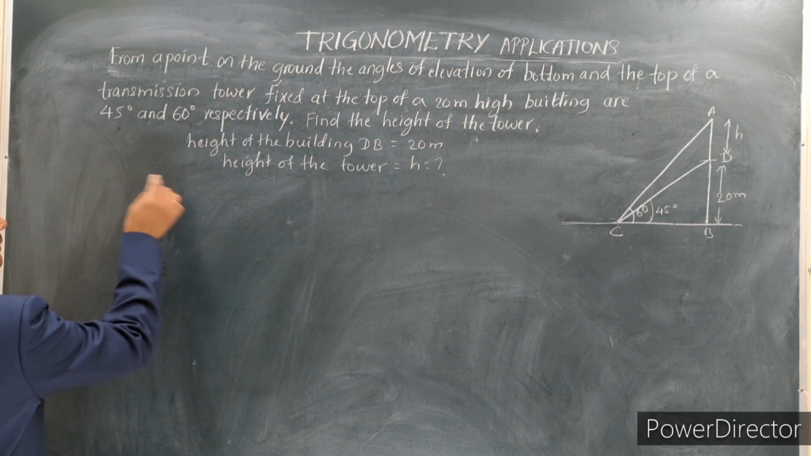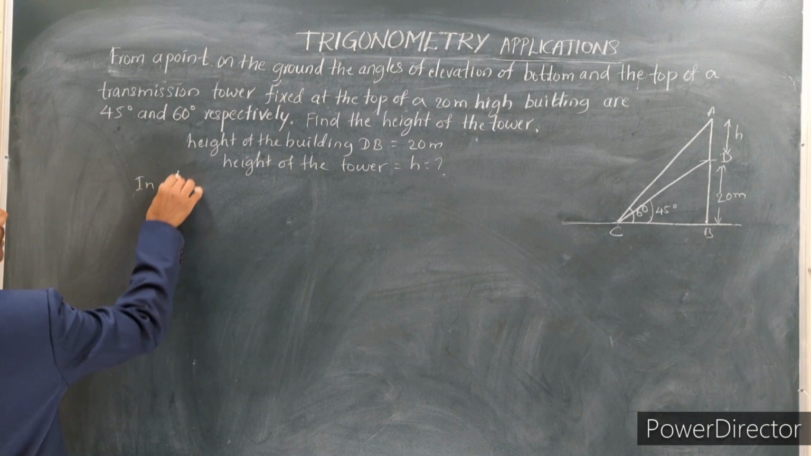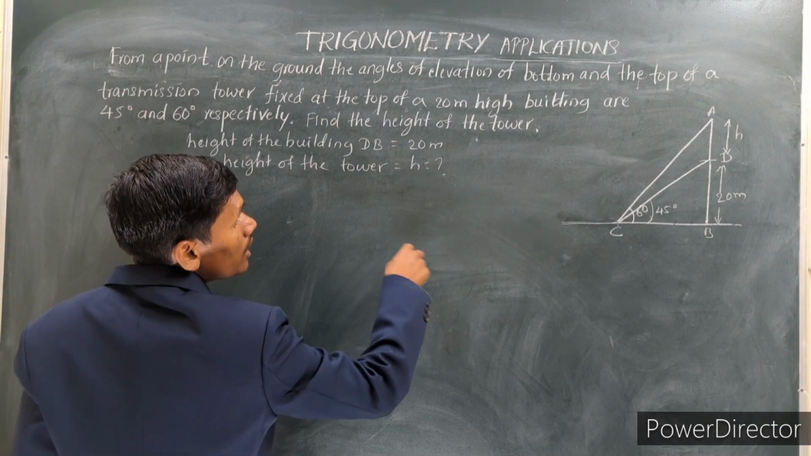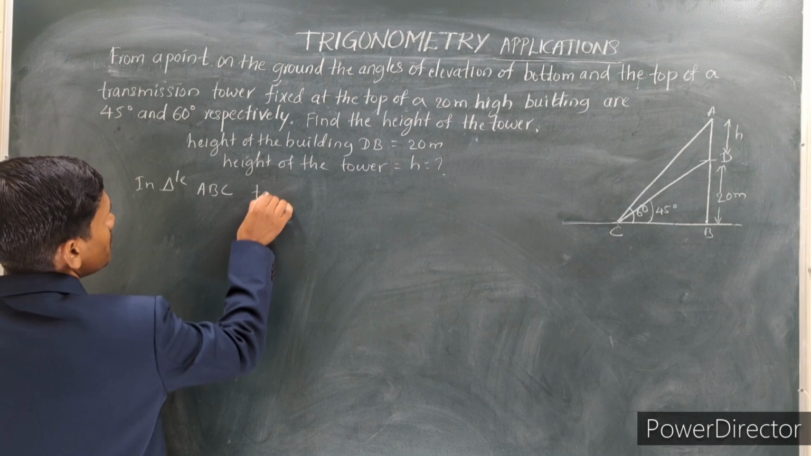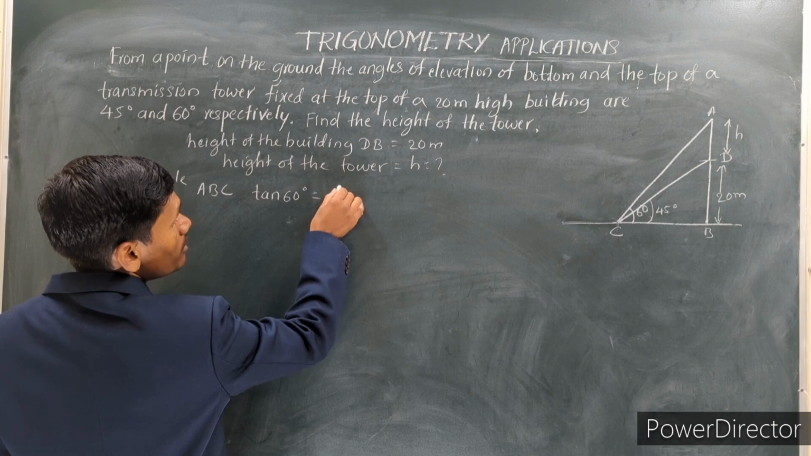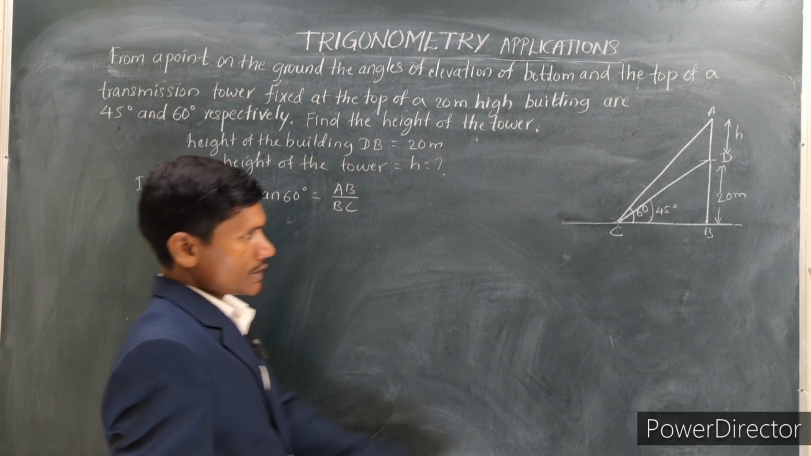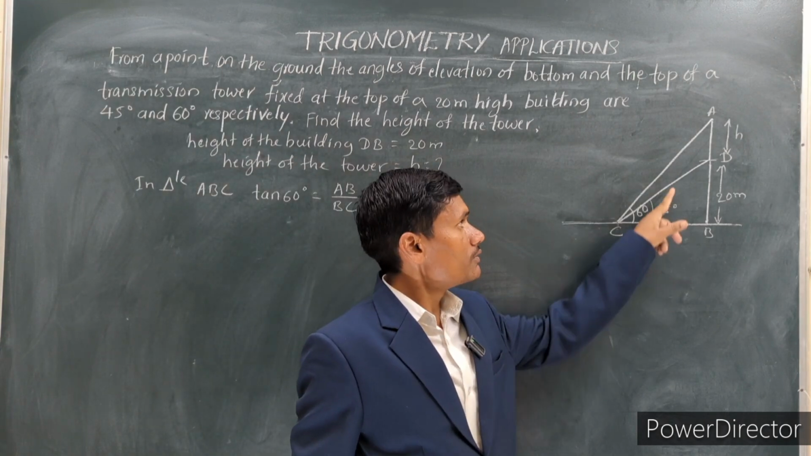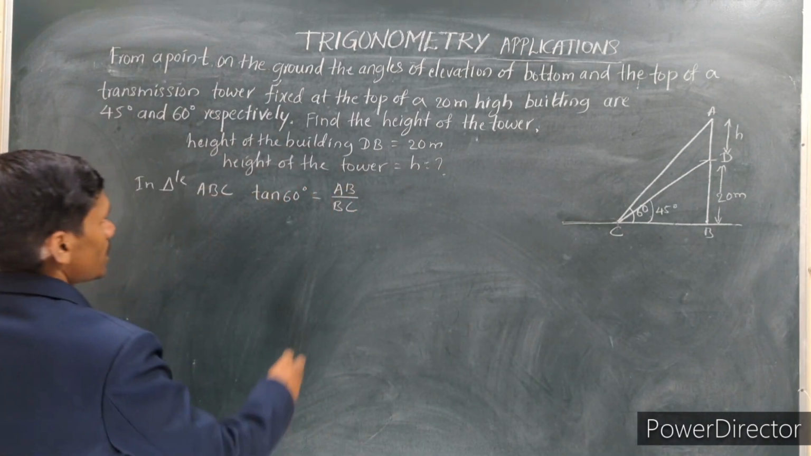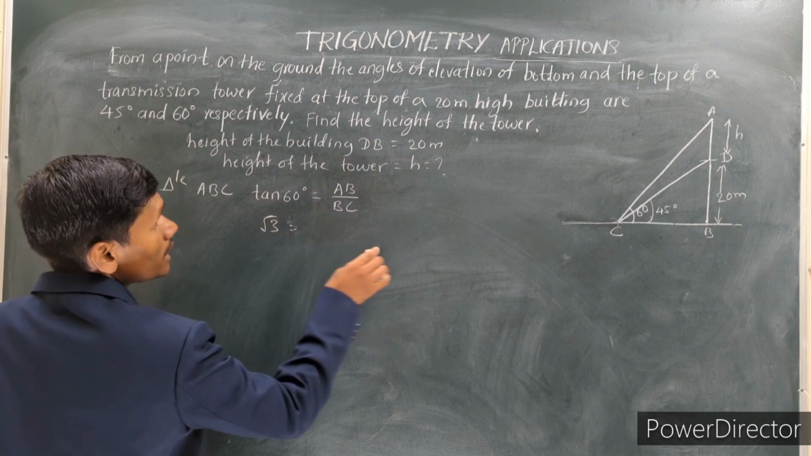Now let us take one triangle in that. In triangle ABC, tan 60 degree. Tan 60 you take. What is that? Opposite, AB upon BC. This side is the same for both the triangles, so you need to separate this and you have to compare it. Now AB upon BC, tan 60 is what? √3, right?